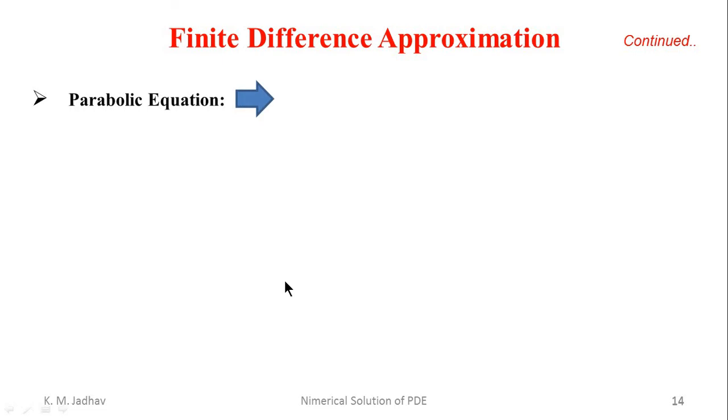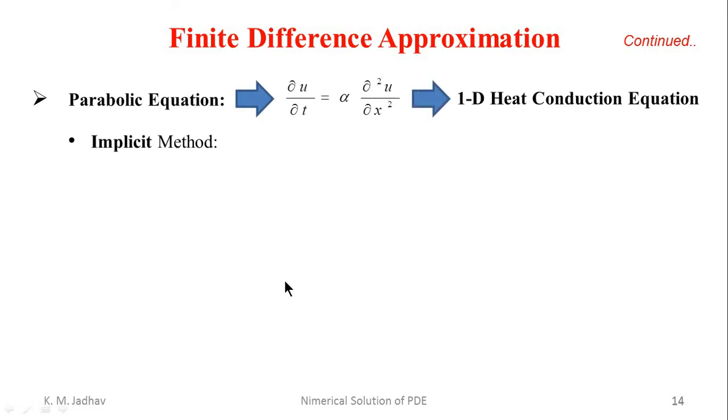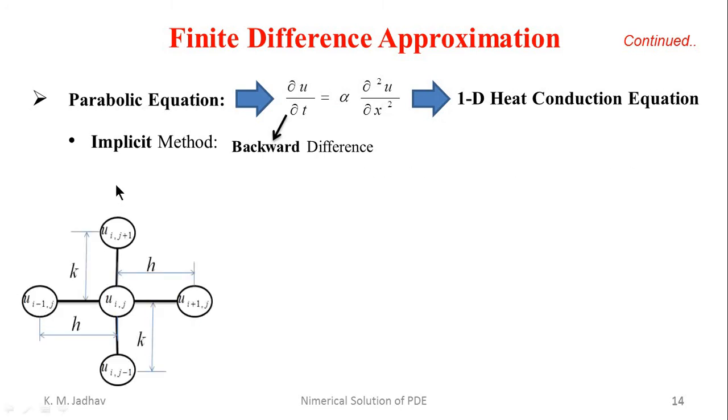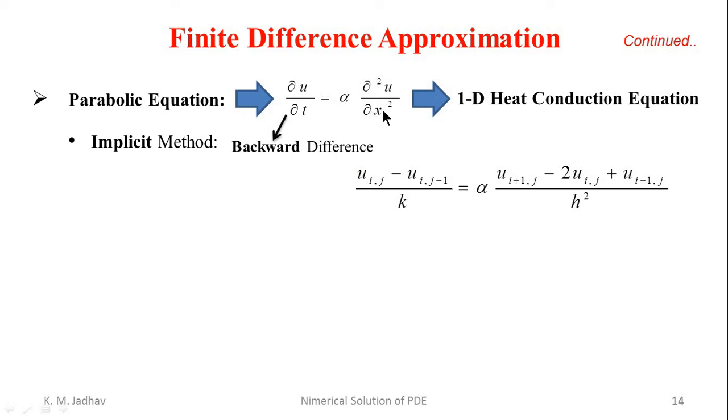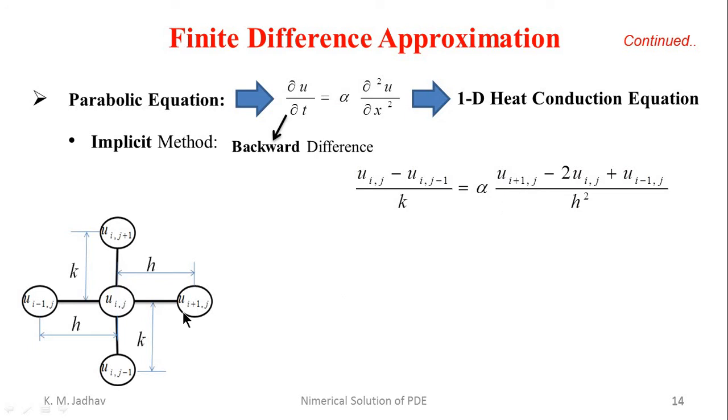Now we will see the finite difference approximation for the parabolic equation with the implicit method. In the implicit method, we have to discretize time by using backward difference, and we have to discretize space using central difference. Here this is the x direction and this is the t direction. By using backward difference, we can write u i j minus u i j minus 1 divided by k is equal to alpha as it is, and for the second order approximation in the x direction, we can write u i plus 1 j minus 2 u i j plus u i minus 1 j divided by h square. Which is written here.